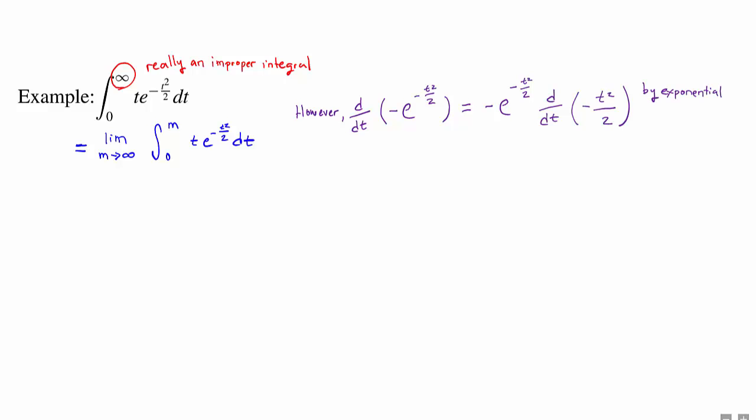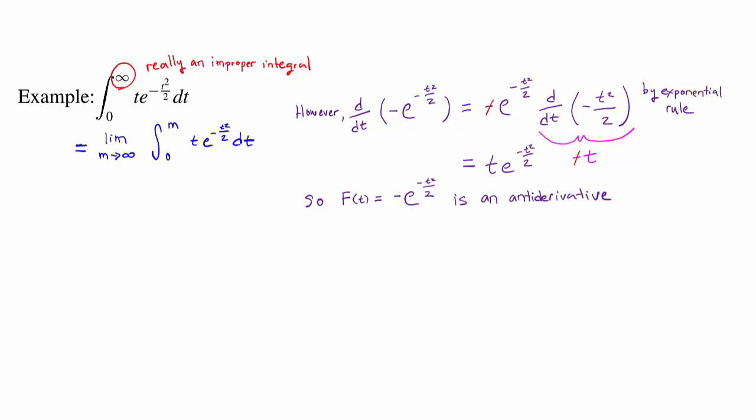In this case, it gives us negative e to the minus t squared over 2 times the derivative of minus t squared over 2. And this very simply is equal to t times e to the minus t squared over 2, since the negatives will cancel out and the derivative of minus t squared over 2 is just equal to minus t. So f of t equal to minus e to the minus t squared over 2 is an antiderivative. And we can just evaluate the integral from 0 to infinity of t times e to the minus t squared over 2 as the limit, m goes to infinity, of the integral from 0 to m.